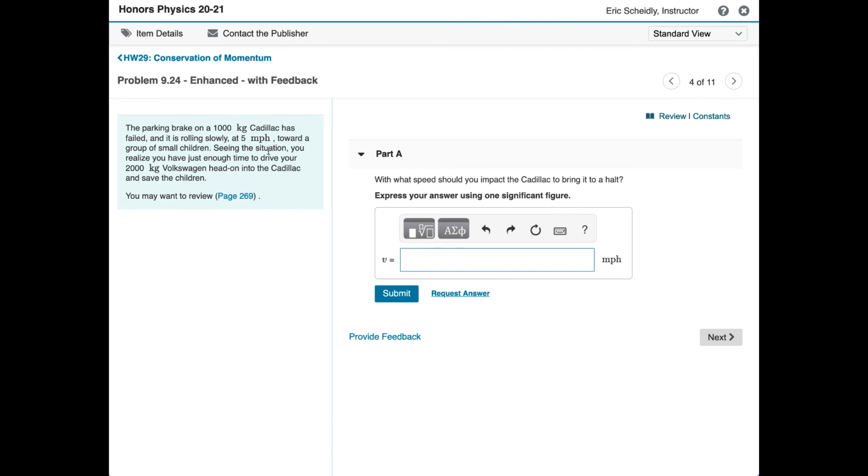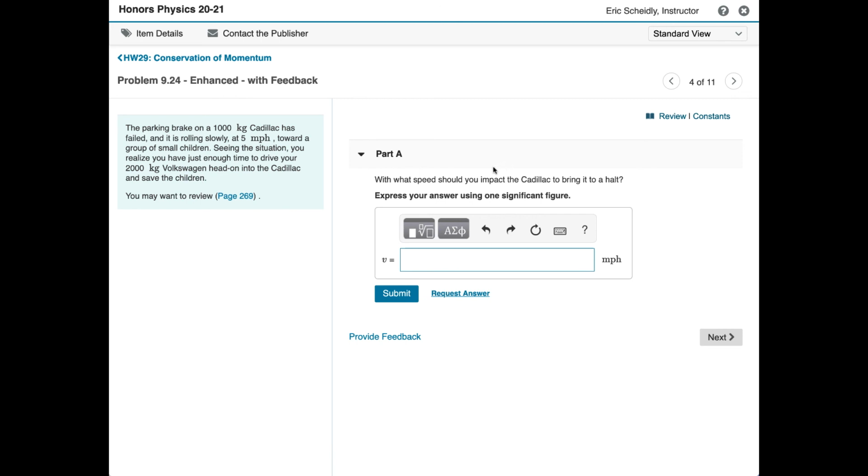Problem number 4. Well, this one's crazy. The parking brake on a 1,000 kilogram Cadillac has failed and it's rolling slowly, 5 miles per hour, toward a group of small children. Seeing the situation, you realize you have just enough time to drive your 2,000 kilogram Volkswagen, which is quite surprisingly twice as massive as the Cadillac, into a head-on collision with the Cadillac to save the children. What speed should you impact the Cadillac to bring it to a halt?